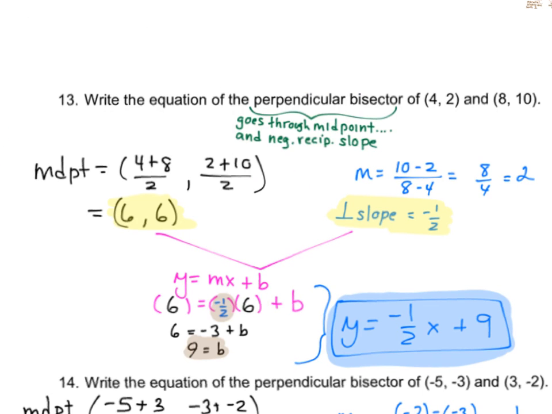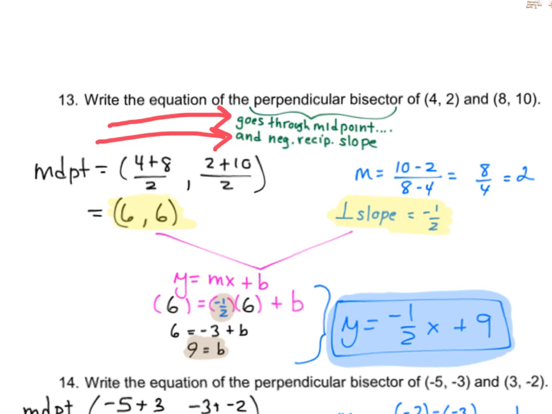So questions 13 and 14 are very similar. It's asking me to write the equation of a perpendicular bisector of a segment that connects 4, 2 and 8, 10. Now, a perpendicular bisector is nothing more than a line that goes through the midpoint. That's the bisector part. We know how to find a midpoint. And it's also perpendicular, which means negative reciprocal slope. So we know both of those things. The fancy term is perpendicular bisector.